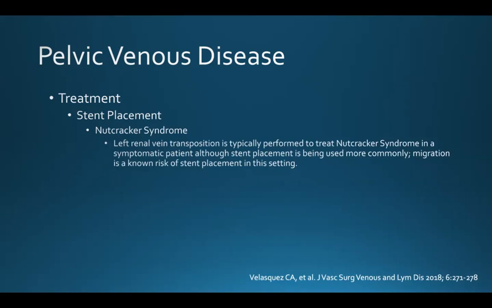For patients with nutcracker syndrome, left renal vein transposition is usually performed to treat these patients, although stent placement is being used more commonly today. One thing to remember about stent placement is that migration of the stent is a known risk of using stents in this location.